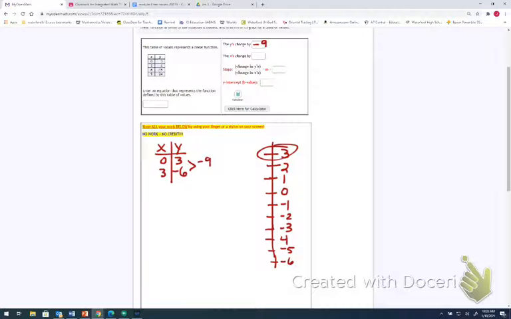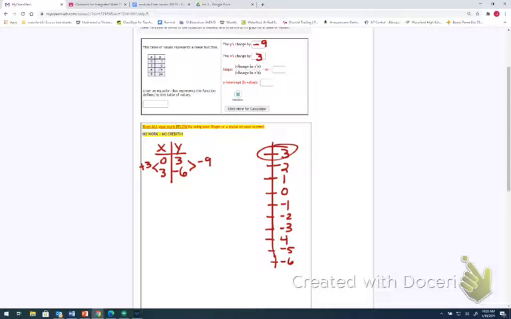Now the next thing that we need is the change in the x's. So if we go to our table, the x's went from 0 to 3. Well, I don't need to draw a number line for that one. 0 plus 3 is 3. So the x is changed by 3.